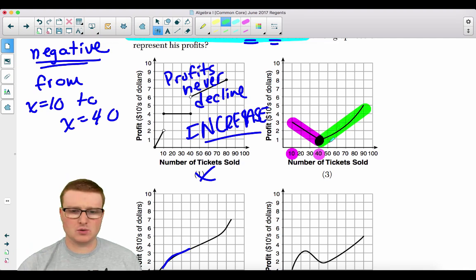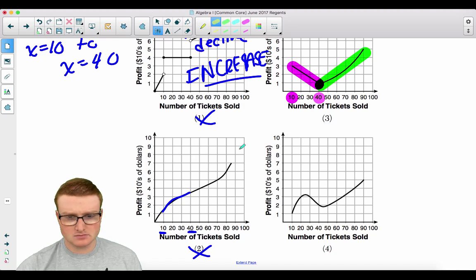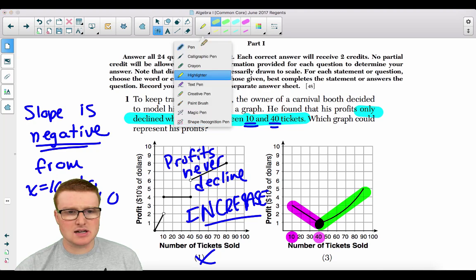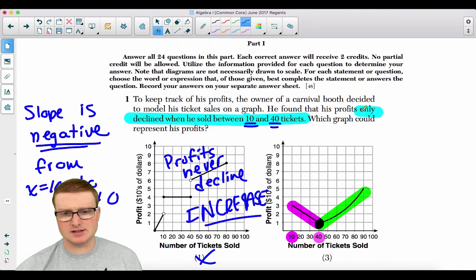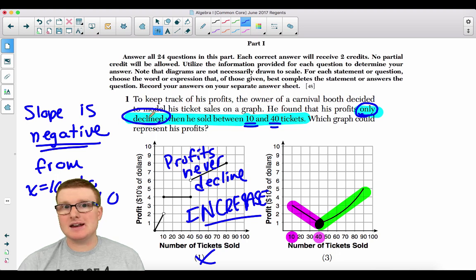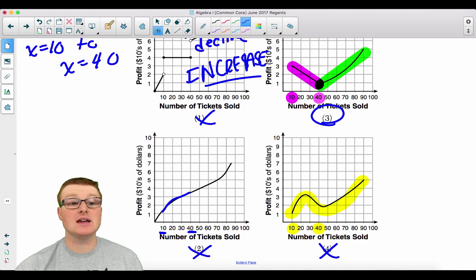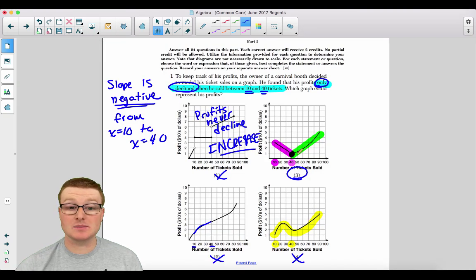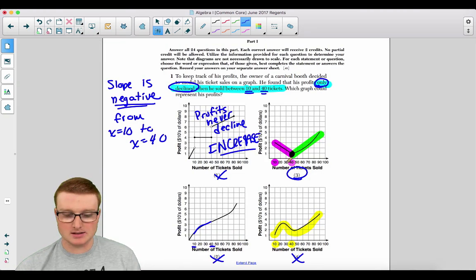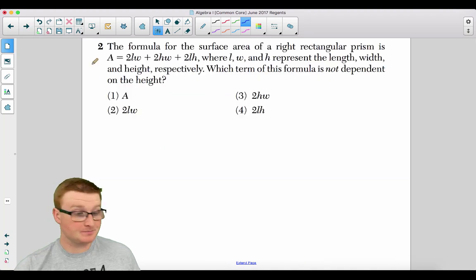Let's make sure that choice 4 doesn't show anything. From 10 to 40, it's increasing, then decreasing, then it increases again. Well, the problem says only declined, which doesn't mean it goes up and then down again, so choice 4 is incorrect. Choice 3 is the answer to that question because from 10 to 40, it only declines. That's it. All right, moving on to number 2.